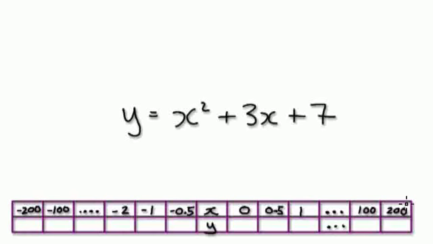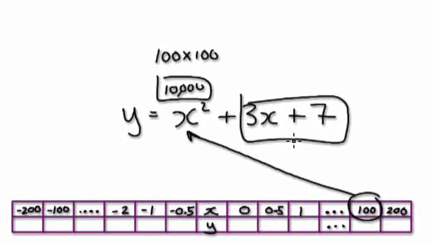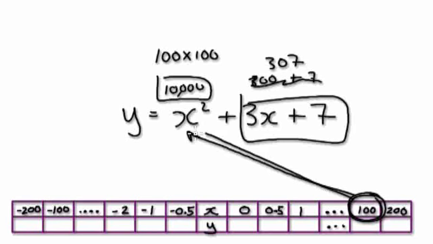Okay. Now look what happens when x is really big. Let's say when x is 100. Now put this into here. When x is 100, this thing here will be 100 times 100. So 100 squared will be 10,000. Now look at this term here. When x is 100, this will be 300 plus 7, which is 307. You see, when x is 100, this term here is nothing in comparison to 10,000.